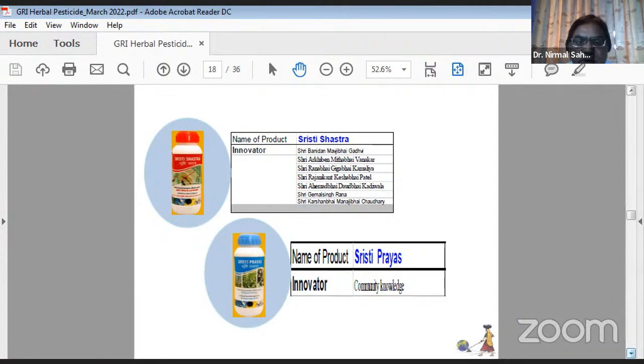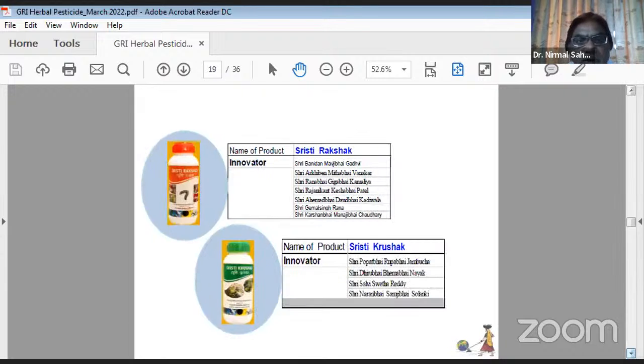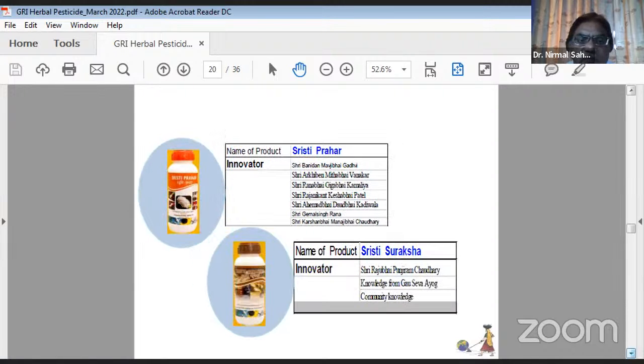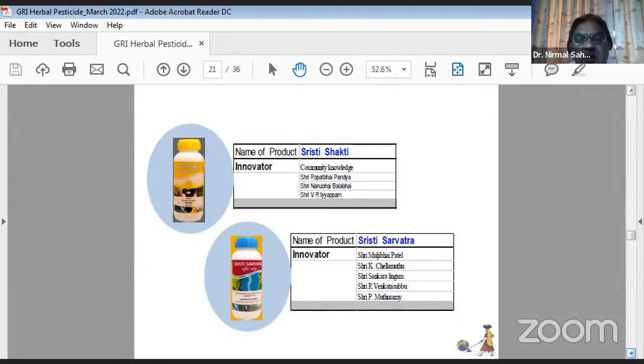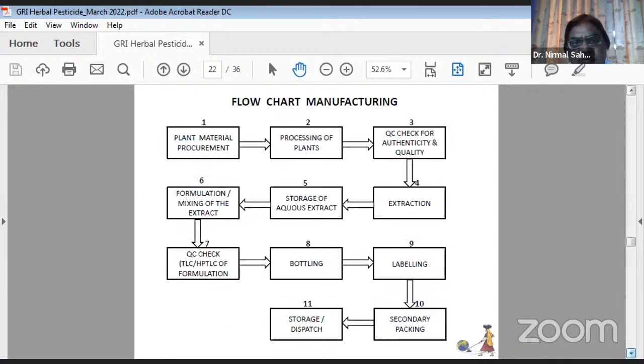This is another formulation called Prias, which has been developed by pooling the practices, by mixing the ingredients of several practices, and this is able to control the dropping of flowers as well as increase the number of fruit sets. This is another formulation which we have developed, Chef, for leaf curl and Heliothis, and then Prahar for the borers, Suraksha for the termites. Shakti is another growth promoter. Then Sarvatra for different nematodes and for sucking and chewing pests both.